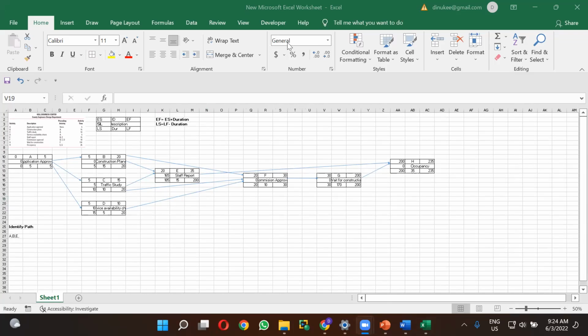Right, one person has identified 5 paths. Yeah, there are only 5 paths. I think it is only 4 paths.